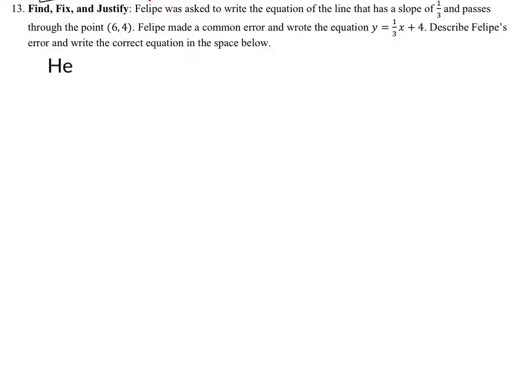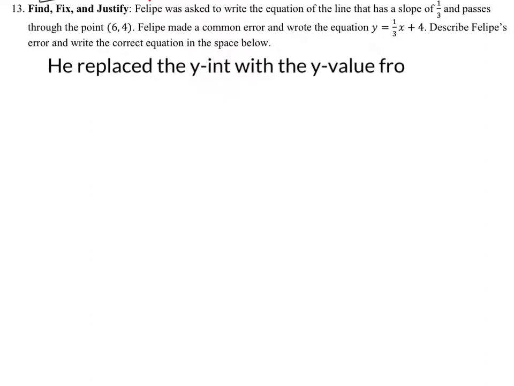He replaced the y. You guys see that? We talked about it. The y-intercept with the y value. And they are different from the point, which is not the y-intercept. Okay? So, now that we know that, again, this is a very common error, so we need to keep that in mind. We can use slope-intercept form, though. Let's do point-slope form, just so you guys can see it again, all right?